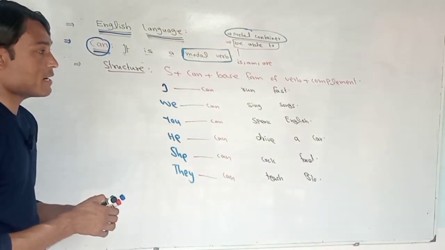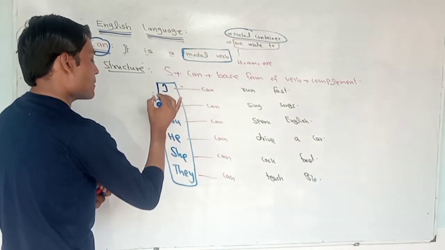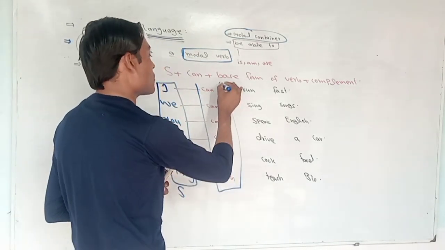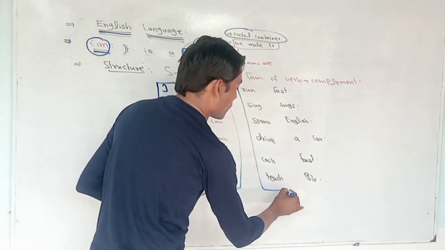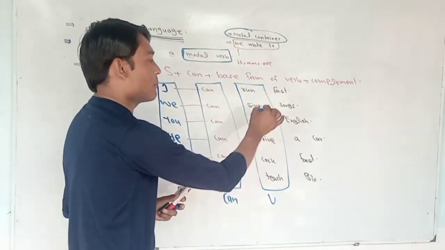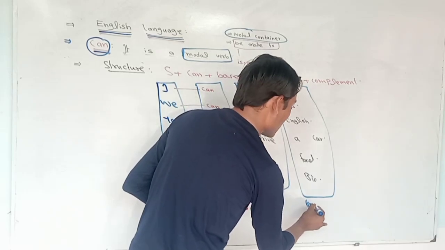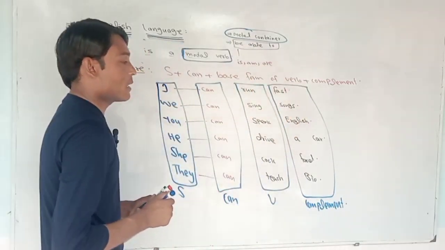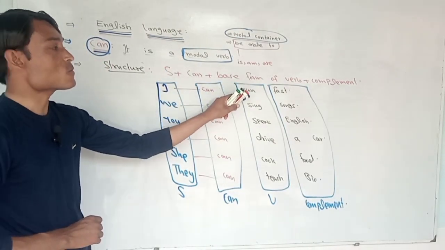Now look at the structure. It exactly follows the structure. These are called subject pronouns, so we represent them with S. The next one is called helping verb, or modal verb. Then we need the first form of verb, or base form of verb. And this is called complement. So we have a simple formula: first S, then can, then base form of verb plus complement.